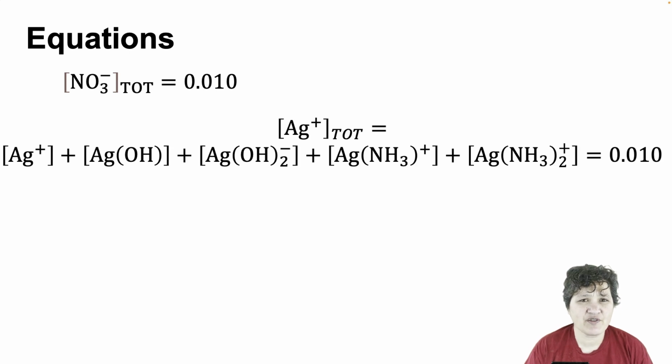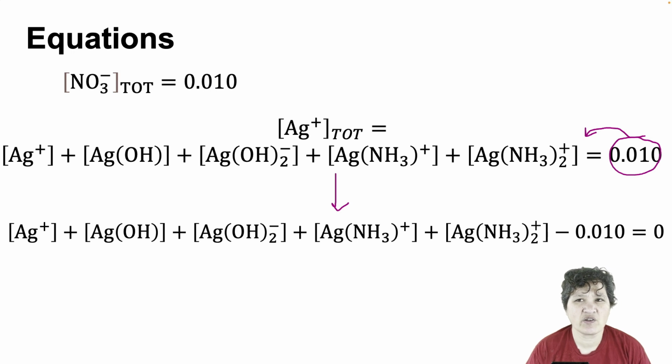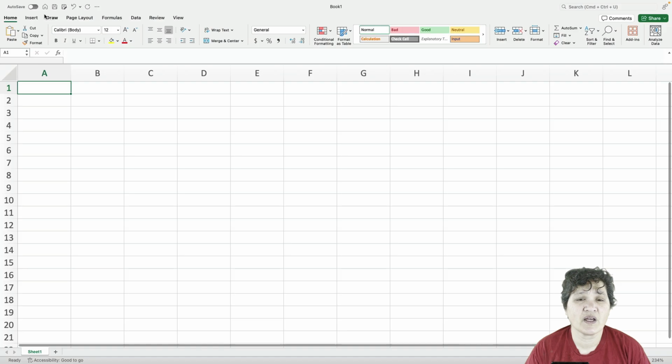We also have a mass balance for silver. This is a little more complicated because silver can stay as the free silver ion, or it can participate in forming one of our 4 silver complexes. But we know that the total of these concentrations of silver species has to equal 0.010 molar. We're going to transform this one as well because this is going to end up being one of our base equations. So let's subtract the 0.010 from both sides so we end up with an equation with all of this stuff equal to 0. So now let's dive into Excel.